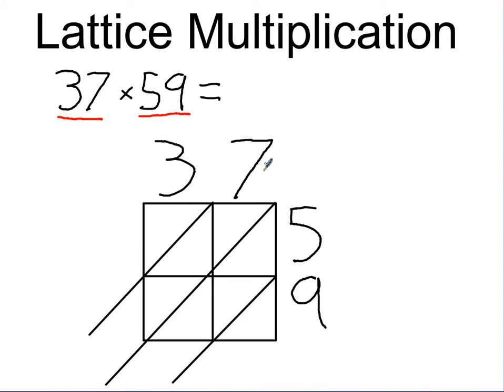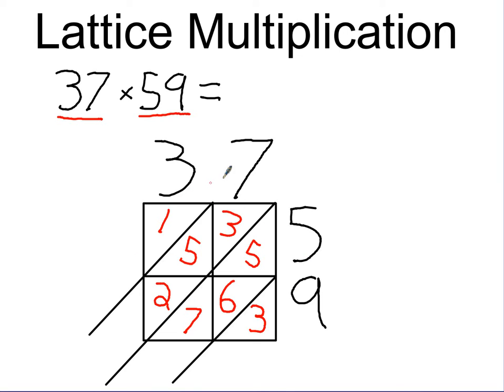So, lattice makes it simple. You just take these numbers, 3 and 7, multiply them by 5 and 9. So first, 7 times 5 is 35. I want some red there, though, so it stands out. 35. Notice one number goes in each triangle. 7 times 9 is 63. 3 times 5 is 15. 3 times 9 is 27. Now, here's where it kind of gets tricky.